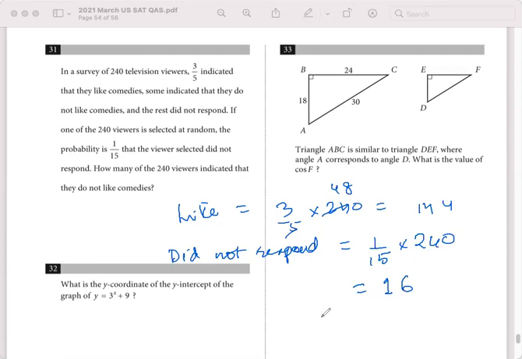So the total is 160. So 160 was the number of people that liked or did not respond, right? So how many did not like? That will be 240 minus 160, which is 80, right? So 80 did not like.